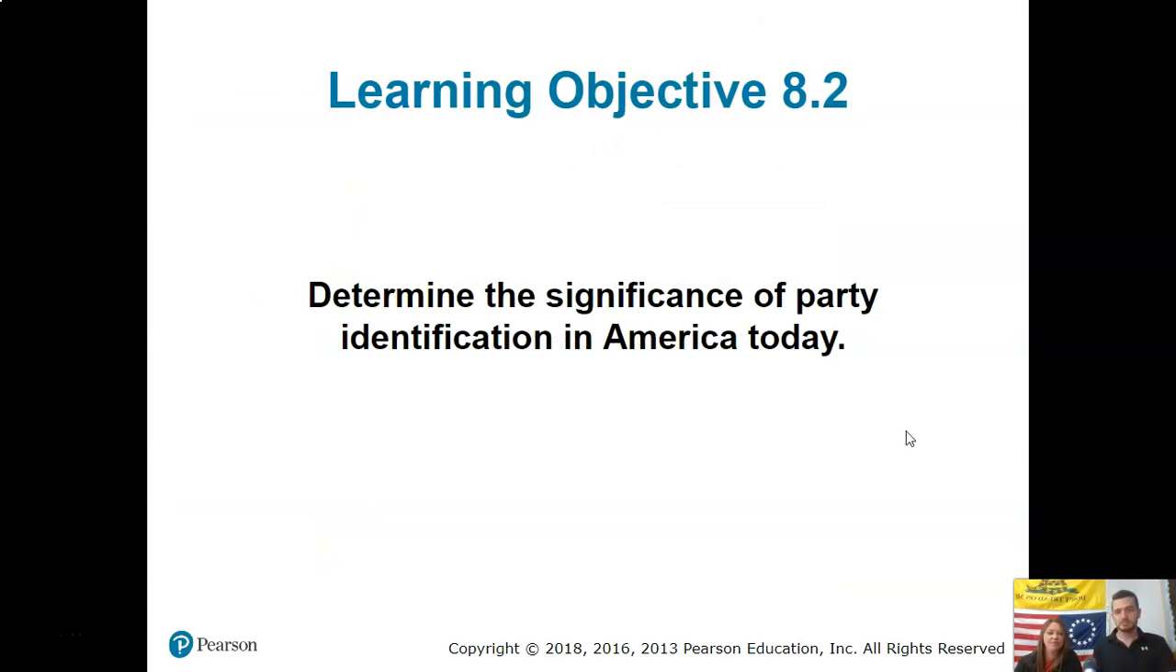Okay, 8.2, determine the significance of party identification in America today.